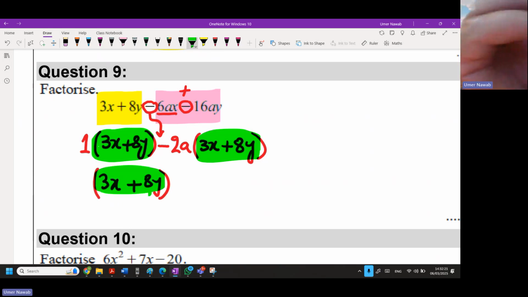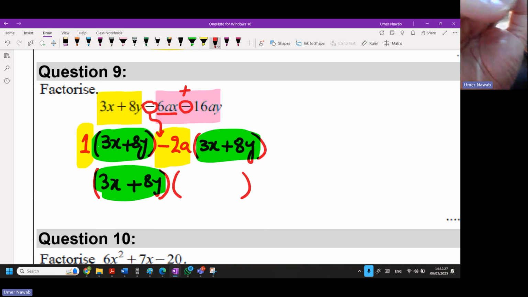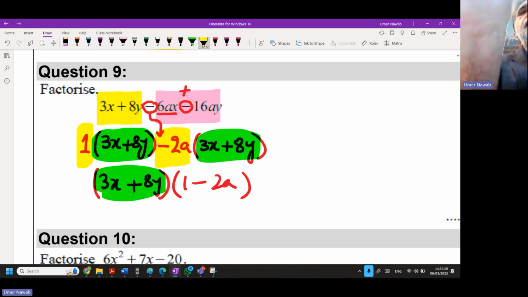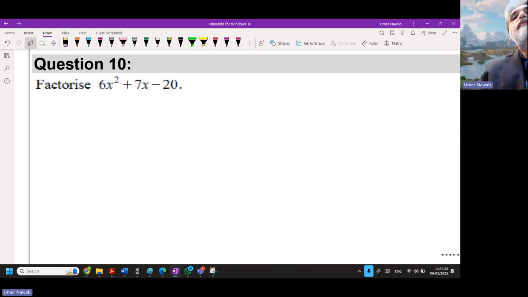And what shall I write in the next bracket? In the next bracket, the things which are left behind, 1 minus 2a. And this is factorization for me. Now, this type of question you might see in the exam, a quadratic trinomial, and I want to do the factorization.